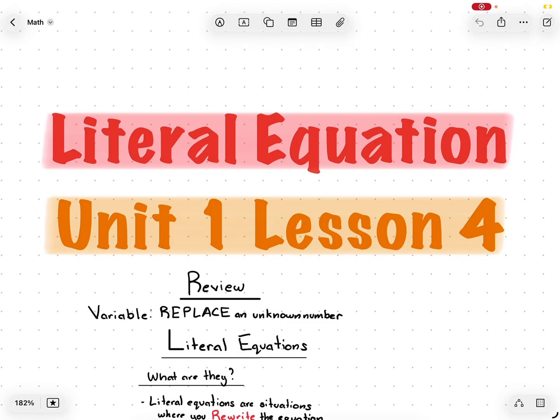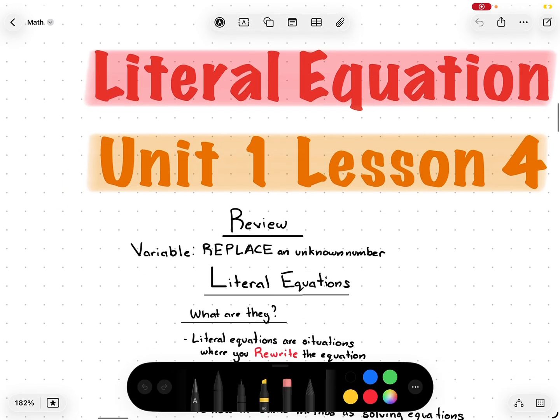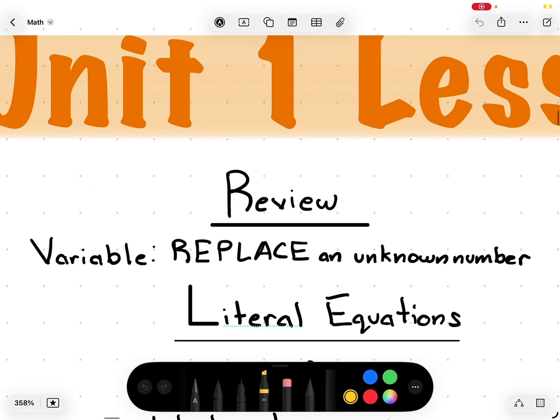This is Unit 1, Lesson 4 for Math 1 or Algebra 1. This is literal equations. Here are some review words that you just need to make sure that you know. A variable is a letter that we use to replace an unknown number.